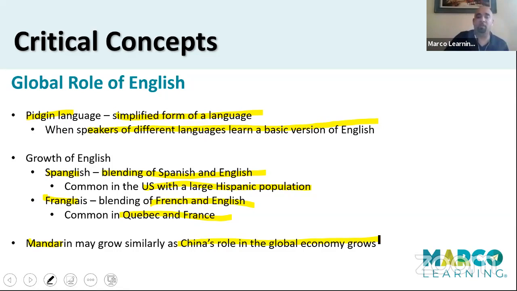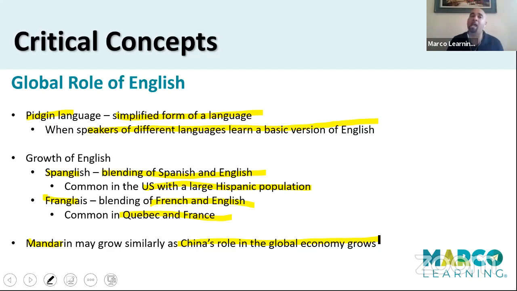I have a family member who majored in international business. He already spoke Spanish and English, and he made it a point to learn Mandarin so that he could conduct business in China. Because he was able to speak Mandarin, his company placed him in China for a year, and it created a professional opportunity for him. So Mandarin might grow in that aspect down the road.